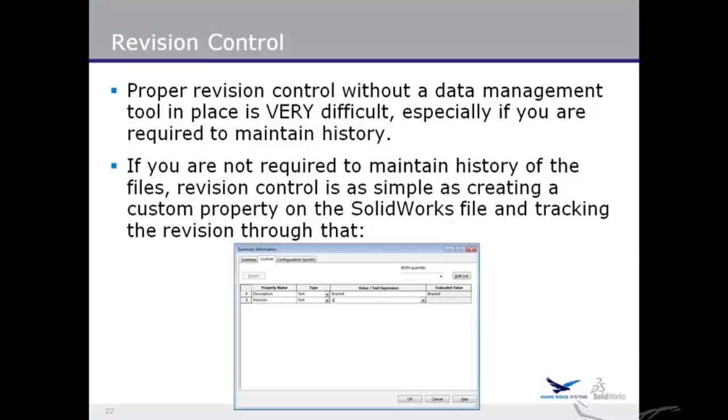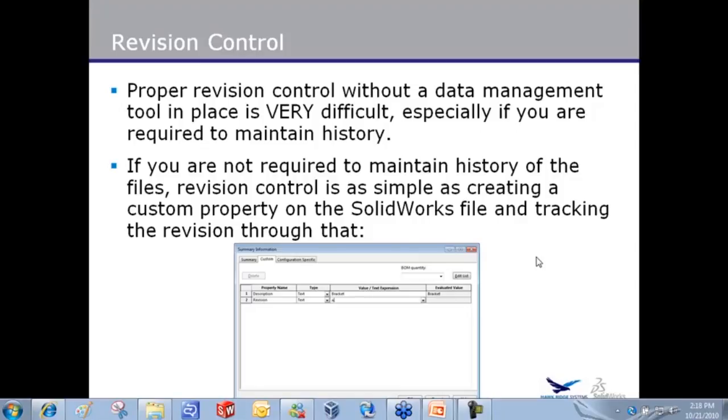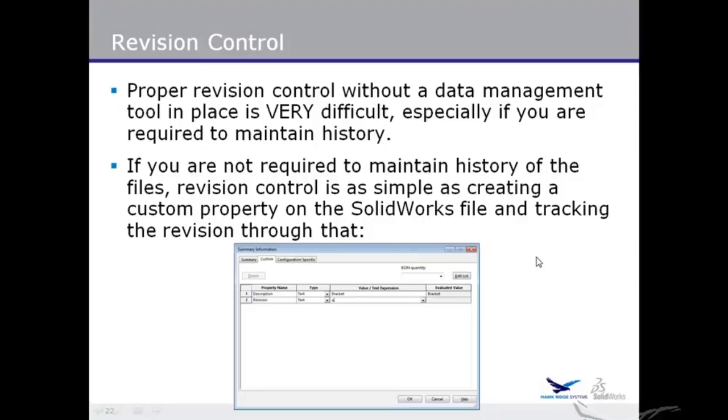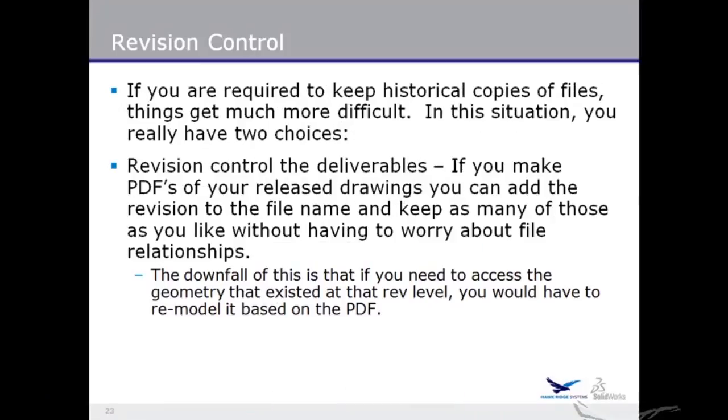If you are not required to maintain history of the files, meaning you don't have to be able to go back and grab a Rev A if you're at a Rev D right now, you can simply use a property inside SolidWorks to do this. So you go into SolidWorks, you create a custom property that says revision, and you track the revision that way. Okay, very easy to do inside SolidWorks. I'm sure everybody knows how to set up a custom property. If you do need to maintain history, things get a little bit more difficult.